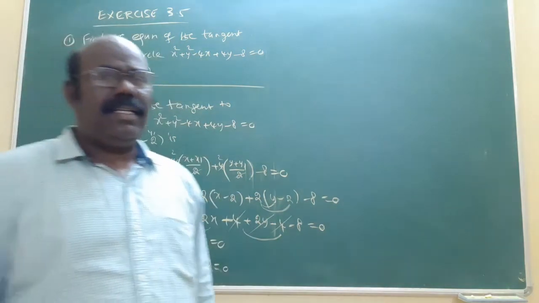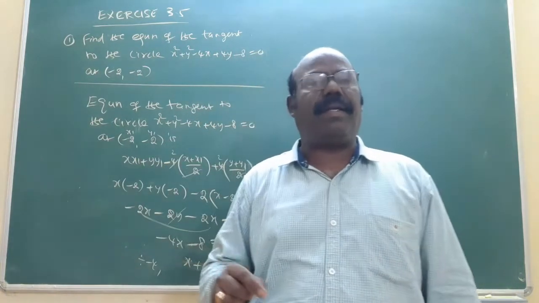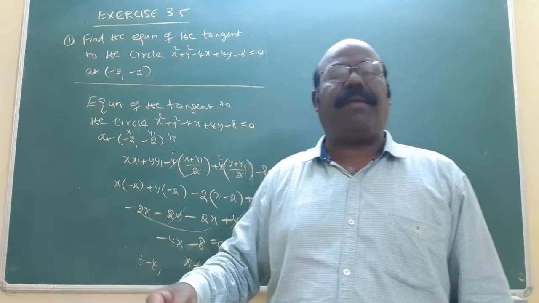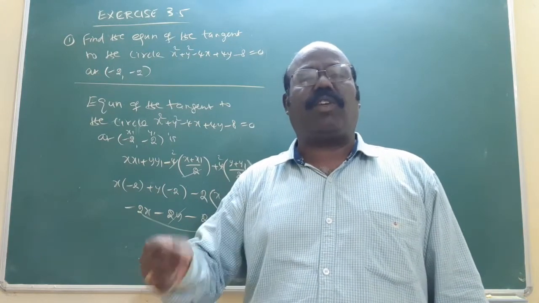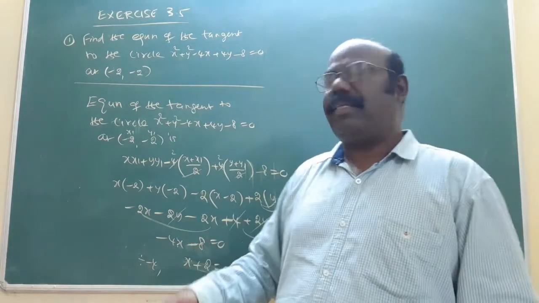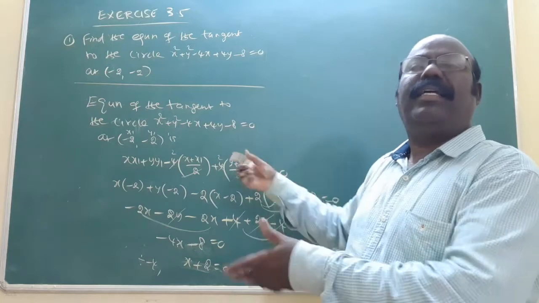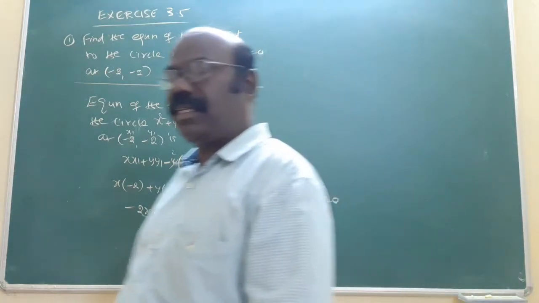What is the method? Replace x squared by x x1. This is very important. Y squared becomes y y1. X becomes (x plus x1) by 2. Y becomes (y plus y1) by 2. Let the point be x1 comma y1. Substitute the point there. Simplify, we get the answer. That's all.